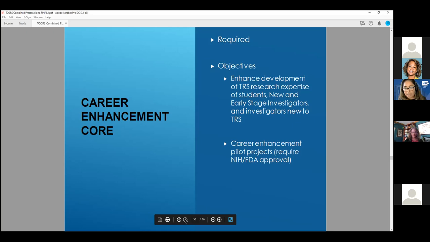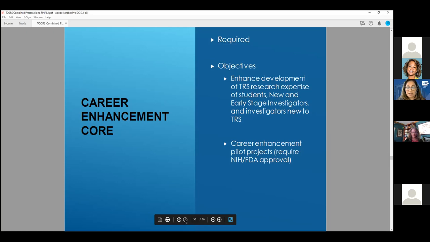So within this core, we have what is called the pilot projects. Pilot projects will be those studies that will be actually done by the people that I already mentioned. Could be students, could be fellows, could be PIs. And each T-Course will basically design how to manage these pilot projects and also how to provide funds, how to budget for these pilot projects. But the most important thing here is they need to be deemed responsive, and also they need to be approved by NIH and your FDA federal partners.